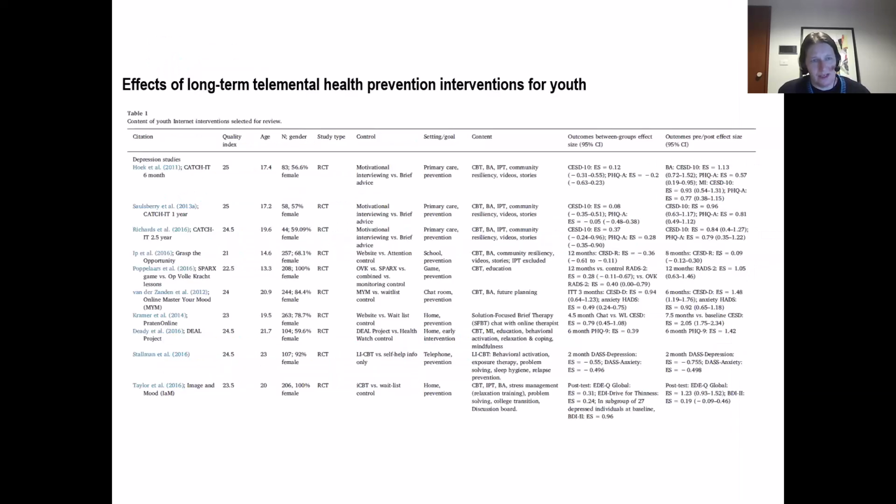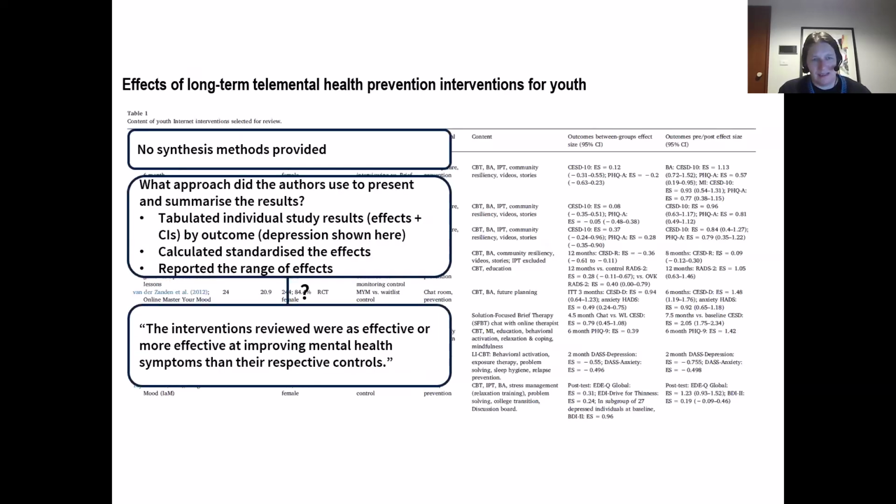And I just want to turn to the literature for an example. This is an example looking at the effects of long-term mental health prevention interventions for youth. Here they've been very good at documenting all the effect estimates. They actually, in this particular study and this review, provide no synthesis methods. They tabulate the individual study results.